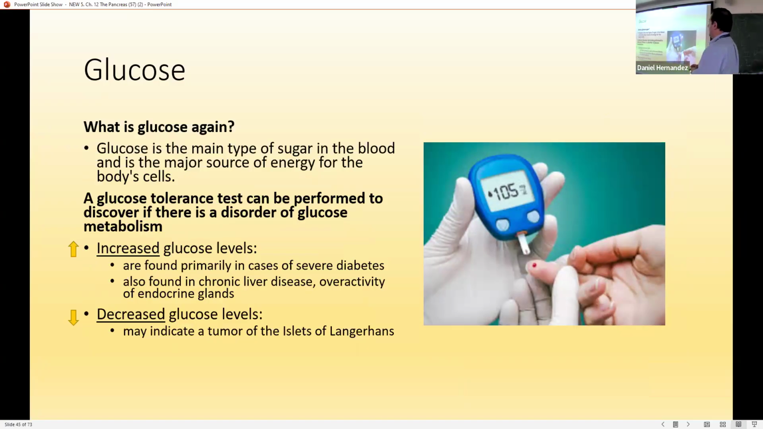Glucose. So we know that this is a measure of our blood sugar levels. The glucose is the main type of sugar in the blood, a major source of energy for the body's cells. So a glucose tolerance test can be performed to discover if a patient has a disordered glucose metabolism. Increased glucose levels are primarily found in cases of severe diabetes. Chronic liver disease can also cause this, as well as overactivity of the endocrine glands. If patients' blood sugar levels are exceedingly low, this could potentially indicate a mass or tumor in those islet cells, the islets of Langerhans.